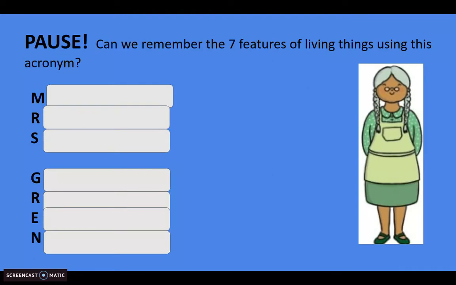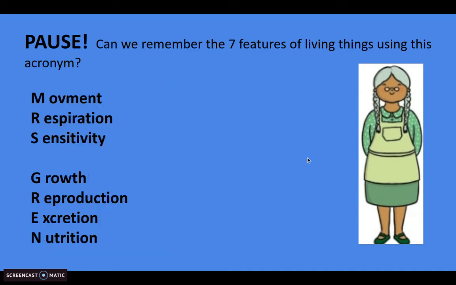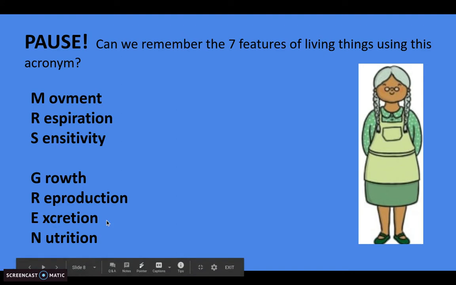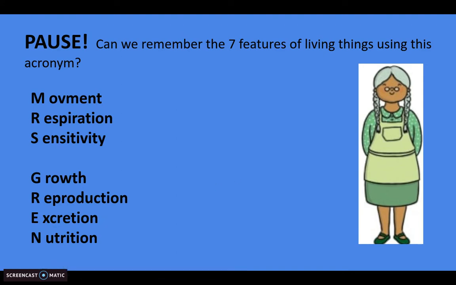Pause. Can we remember the 7 features of living things using this acronym, Mrs Gren? Pause the video to challenge yourself. Did you get it right? Yes, there's movement, respiration, so breathing, sensitivity, growth, reproduction, so to make another thing of yourself, excretion, to get rid of all the waste you don't need, and nutrition, where we get our food and energy from.